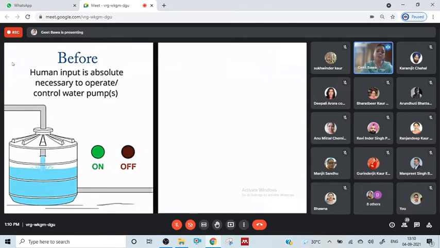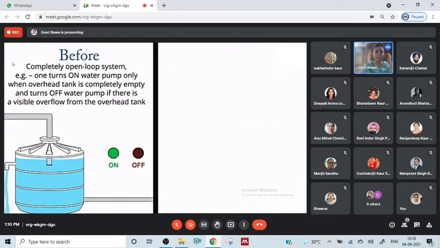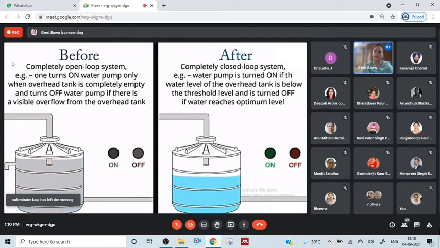The earlier scenario was that human input was absolutely needed to operate or control the water pumps. But now it is completely automatic. Earlier, it was a completely open loop system. That is, one turned on the water pump only when the overhead tank was completely empty, and turned off the water pump if there was visible overflow from the overhead tank. But now it is a completely closed loop system.